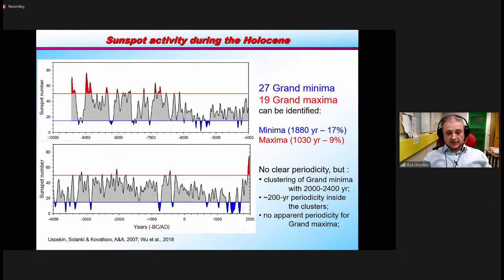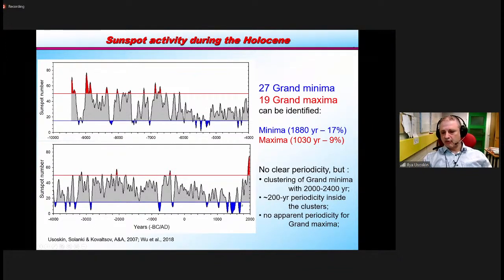Now I show the reconstruction of activity of the whole Holocene, which is around 12,000 years back. Also, you can see variability on different scales. Most of the time, it's a moderate level between the blue and the red lines. There are many drops, these grand minima periods, which are indicated by blue here. An interesting thing is that they tend to cluster together. For instance, quite recently, there was a strong cluster of grand minima.